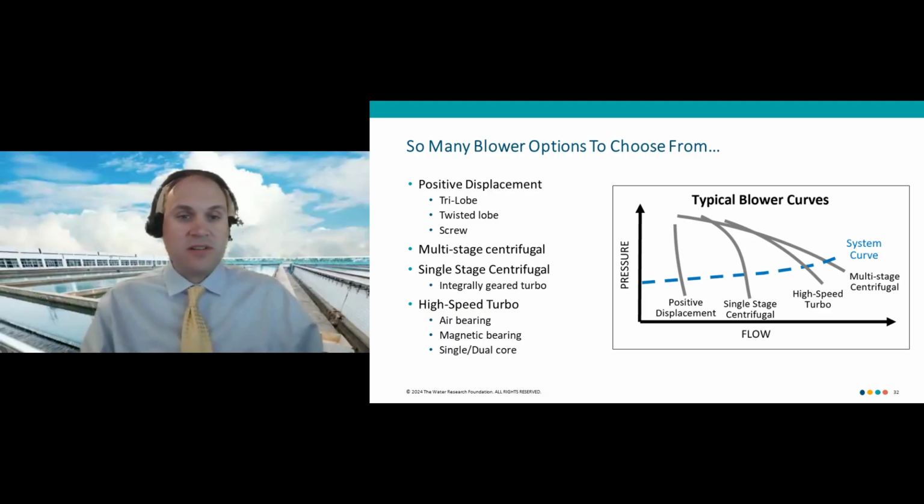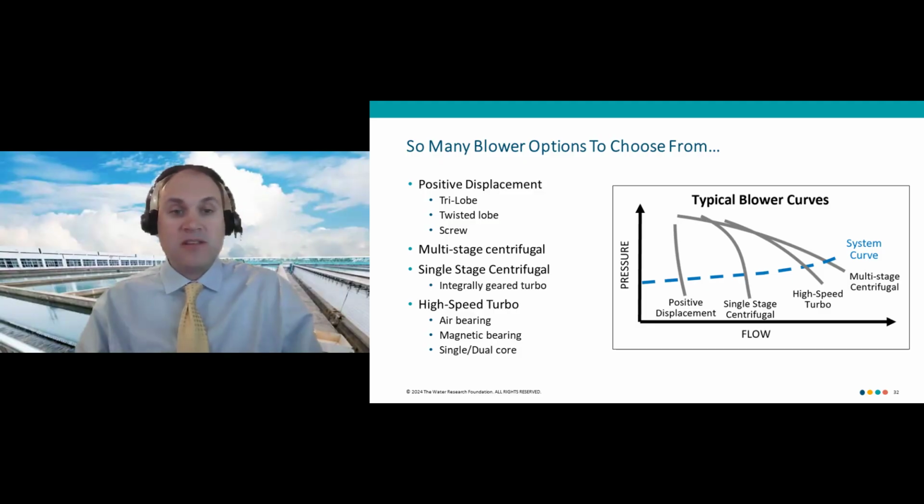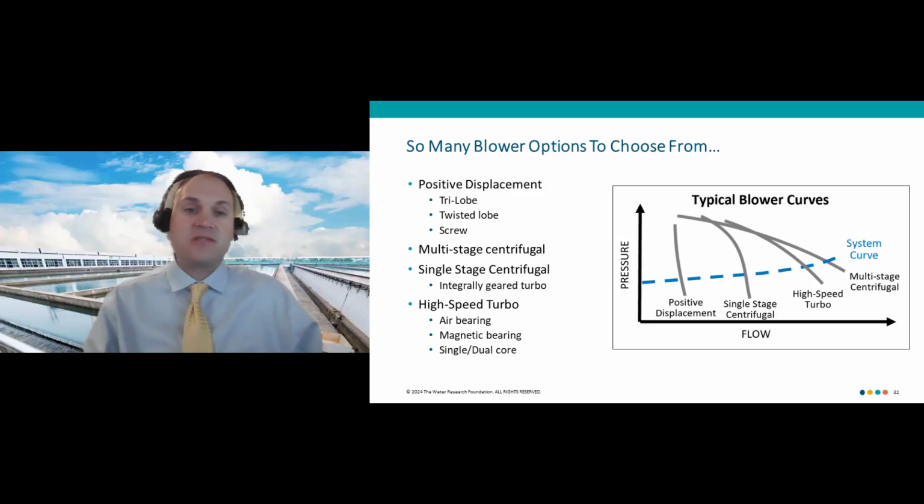When it comes to blowers, there are a number of different options available in the marketplace. There are 4 main types of blowers: positive displacement, multi-stage centrifugal, single-stage centrifugal, or high-speed turbo. Within those, there are also some different variations, particularly within positive displacement. There are pretty large differences between types of positive displacement blowers, whether that's tri-lobe, twisted lobe, or screw-type blowers. When it comes to the single-stage centrifugals, integrally geared turbo and high-speed turbos are available.